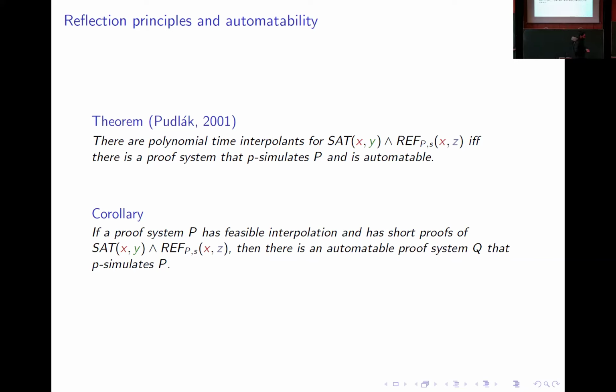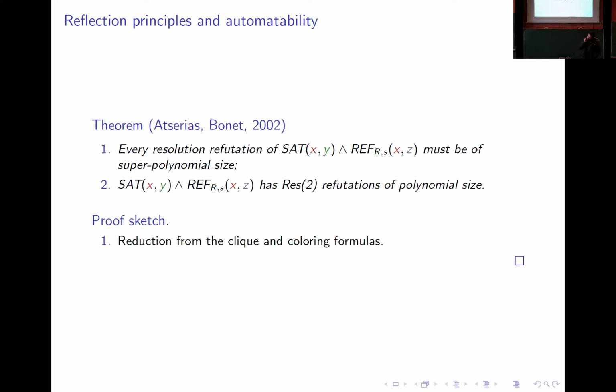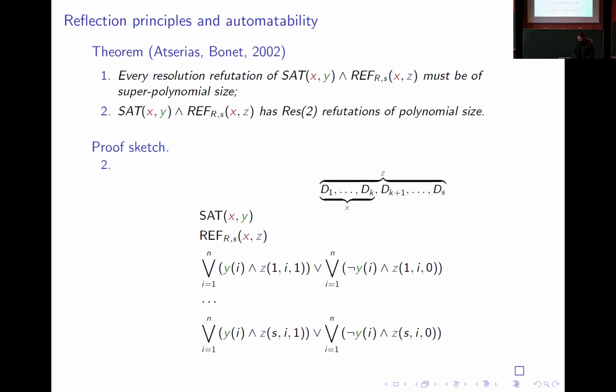This raises the question of whether a weak proof system, known to have feasible interpolation, can prove the reflection principle. Atserias and Bonet show that that's not the case for resolution. They show that resolution cannot prove its own reflection principle. It doesn't have short proofs. But once you consider a slightly stronger proof system, namely Res(2), then you get short proofs of the reflection principle of resolution. So you can formulate in Res(2) the soundness of resolution. This is how it looks.